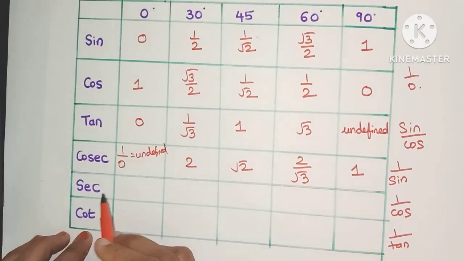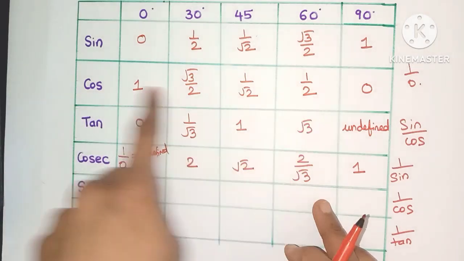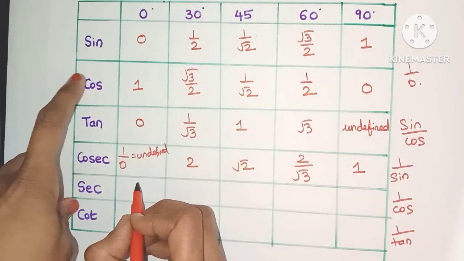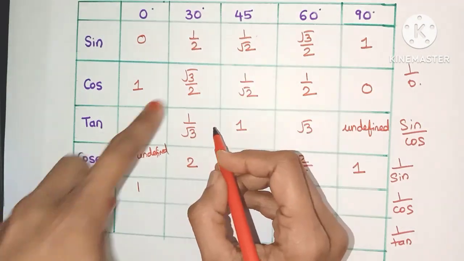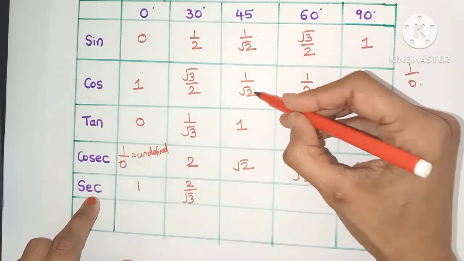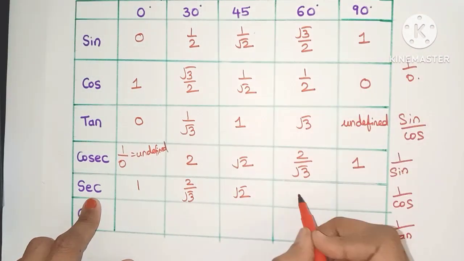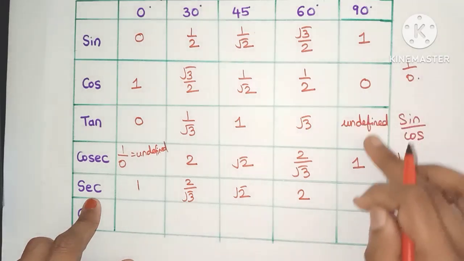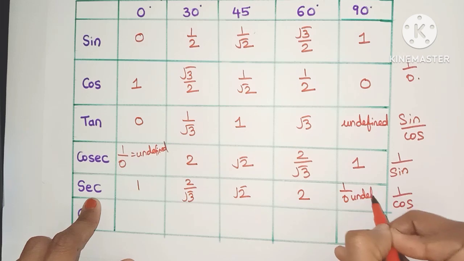Okay, let us quickly do sec also. Remember, it's 1 by cos. So, all your eyes should be on the cos row. So, sec 0 will be 1. Sec 30 will be how much? 2 by root 3. Sec 45 will be root 2. Sec 60 will be 2. And sec 90 will be, see, it will be 1 by 0, which is undefined.